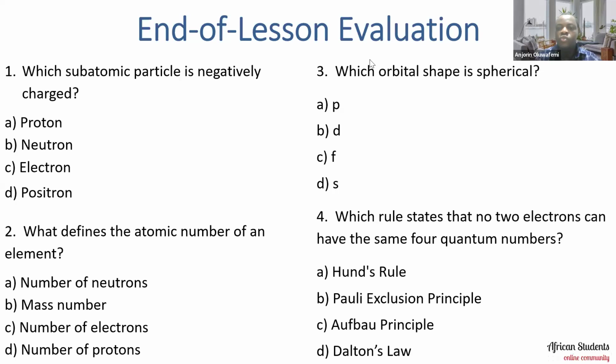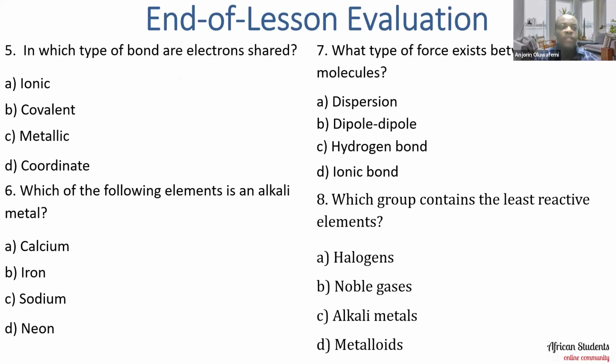Question 4 says, which rule states that no two electrons can have the same four quantum numbers? So recall the rules that we considered: Pauli exclusion principle, Aufbau's principle, and then Hund's rule, and tell me which one you feel is the right answer to this question. We equally looked at a question around chemical bonding, and this question says, in which type of bonds are electrons shared? So pick the right answer, and then share in the comment section.